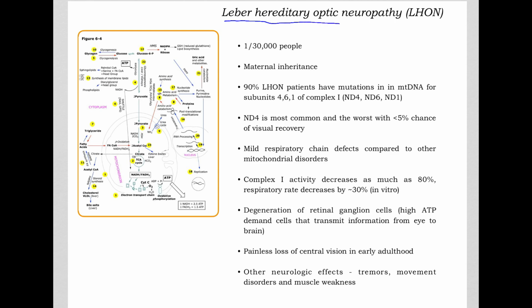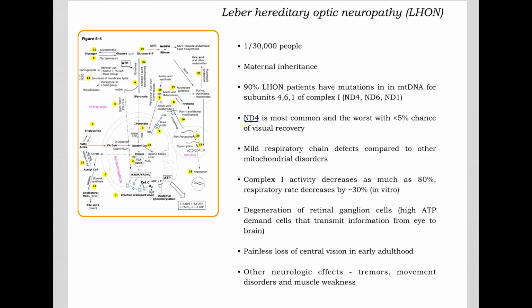Leber hereditary optic neuropathy, or LHON. Incidence estimated 1 in 30,000 people. Maternal inheritance, so this means only the mitochondrial DNA is mutated. The most common problem that we see in LHON patients is a problem with complex 1 of the electron transport chain. Subunit 4, subunit 6, and subunit 1 of complex 1 are all made by mitochondrial genes.